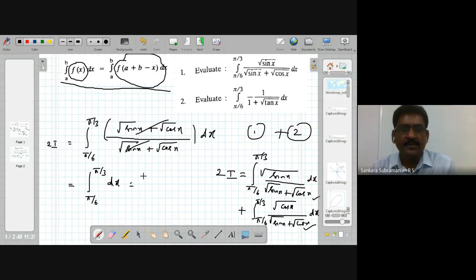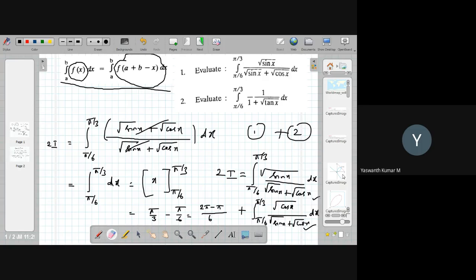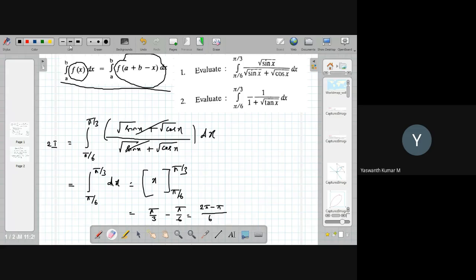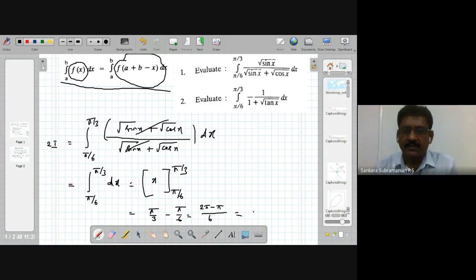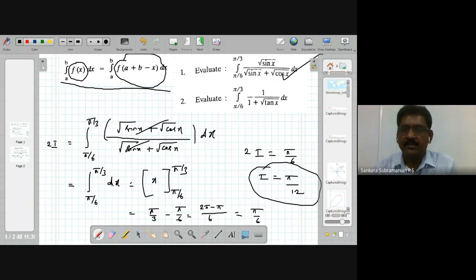Now the problem becomes simple. The integration of dx is x, taken over the limits pi by 6 to pi by 3. You get upper limit pi by 3 minus lower limit pi by 6, which is equal to 2 pi minus pi by 6. This is equal to pi by 6. So we have obtained 2I equal to pi by 6, so I is equal to pi by 12. This is the answer for this particular problem.